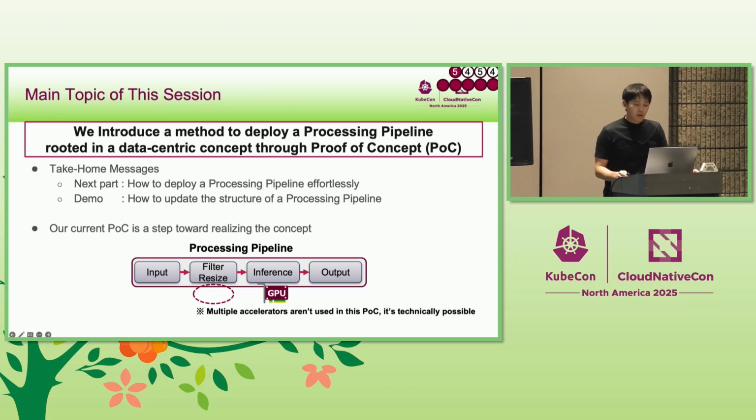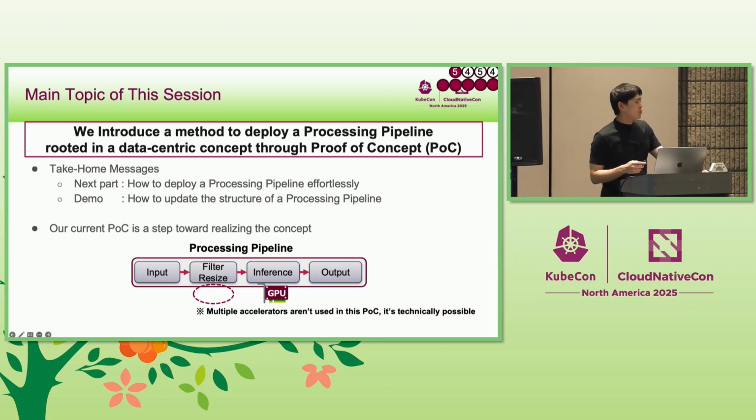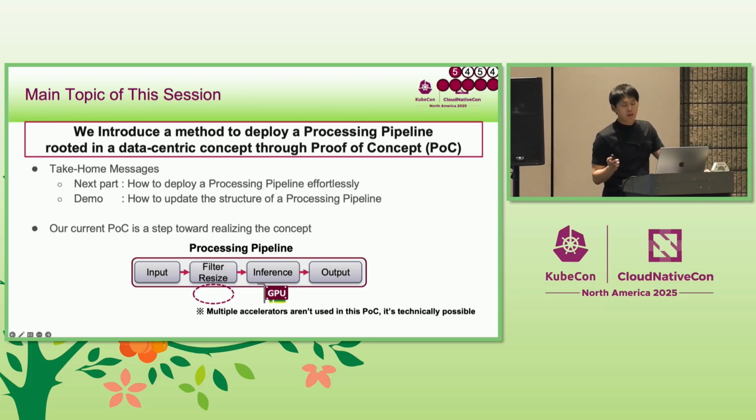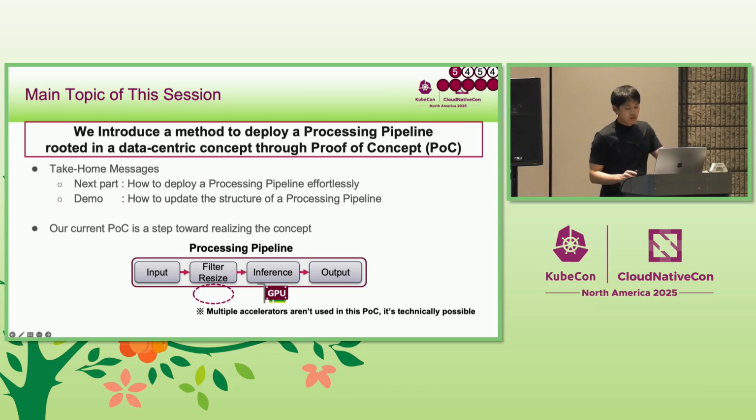Before moving on, let me add one more note about our POC. The POC is a step toward realizing the concept. As I mentioned earlier, the processing pipeline assigns the most suitable accelerator for each task. However, in this POC, we are using GPU only for inference. But technically, it is also possible to assign the GPU to the filter size. So this limitation doesn't affect the purpose or validity of our demonstration.